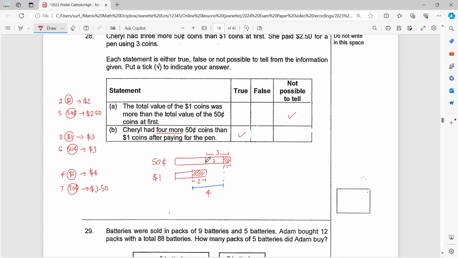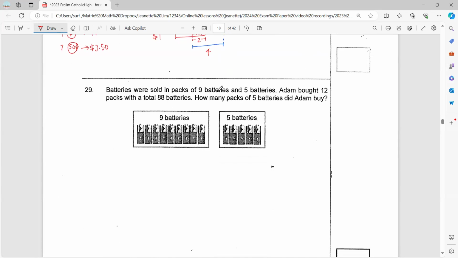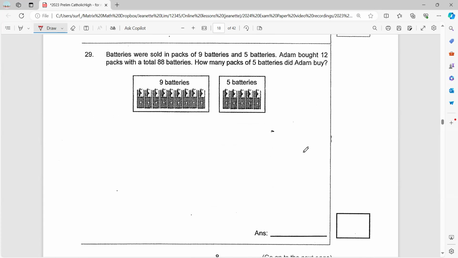Okay, now let's look at 29. Batteries were sold in packs of 9 batteries or 5 batteries. Adam bought 12 packs with a total of 88 batteries. How many packs of 5 batteries did Adam buy? Okay, this is your assumption or supposition. So assume all, or suppose all are packs of. Now, if the question is asking for packs of 5, then we start off with the opposite. Okay, packs of 9.